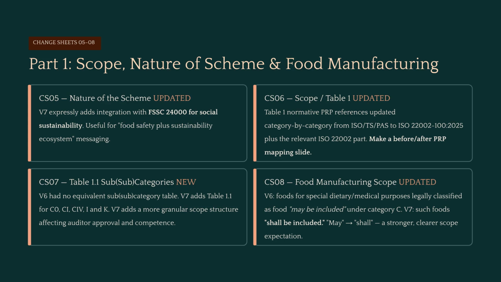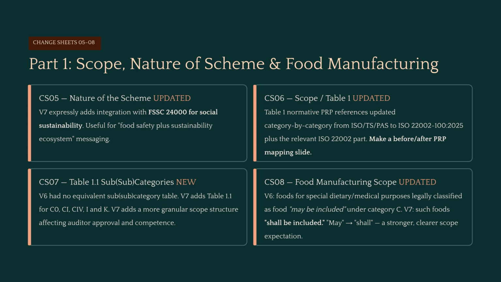For food manufacturing, one notable update concerns foods for special dietary or medical purposes. In version 6, these products may have been included under certain circumstances, but in version 7, the wording is stronger. If such products are legally classified as food, they shall be included in Category C. This move removes ambiguity and helps organizations avoid confusion about whether a product falls within the certified scope. That stronger wording matters because scope decisions are one of the most important parts of certification planning.